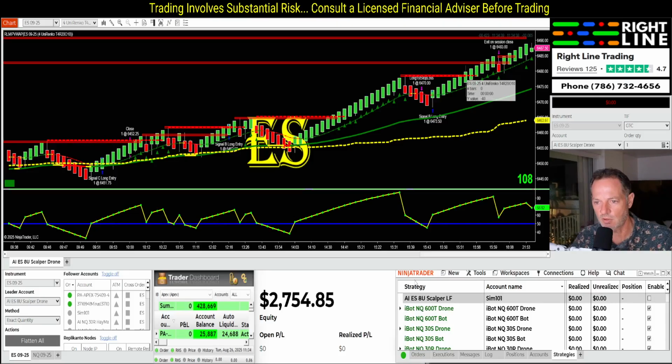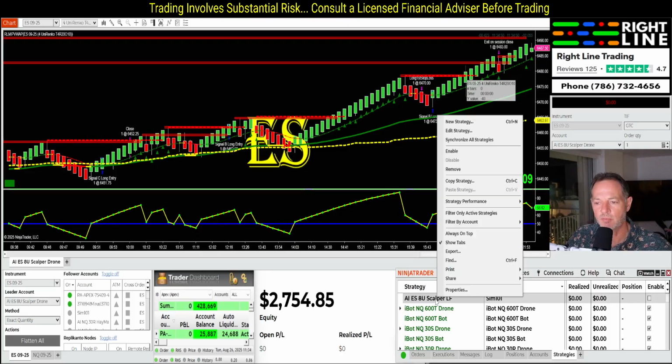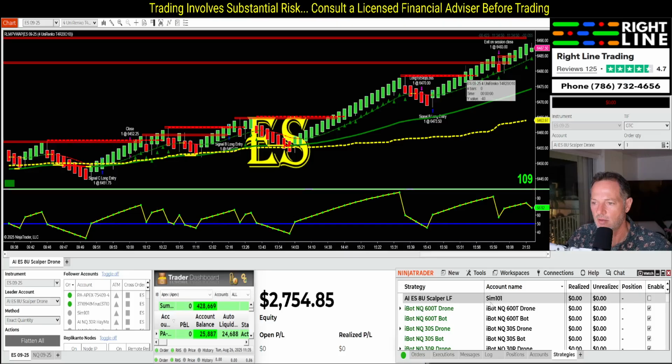Let me show what these strategy settings are and how they work, a few of them that are a little bit newer. I want to go into a little bit of detail so you understand more of how they work. Before I do that, let me show you how this chart is set up and what it looks like.